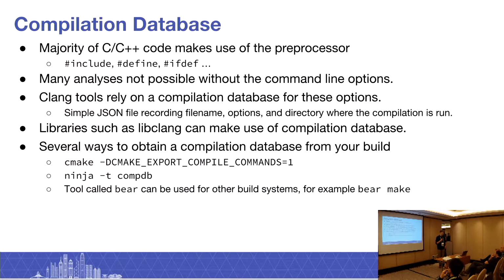Now, obviously, you don't want to make one of these by hand for your 1,000 object file project. So there are some tools made to build this directly. For those using CMake, for example, LLVM and Clang, just add the extra define CMake export compile commands. Ninja has support built in for this.